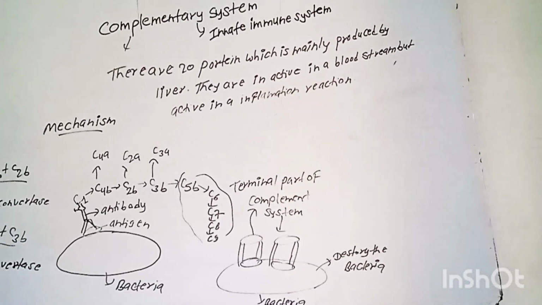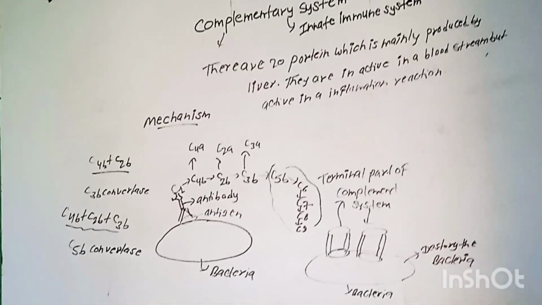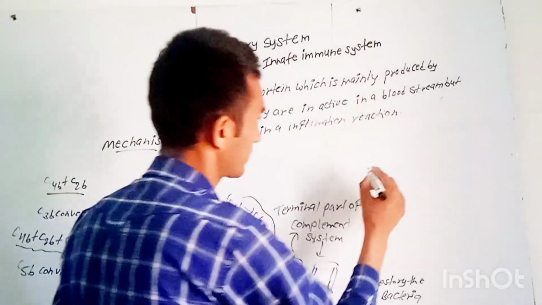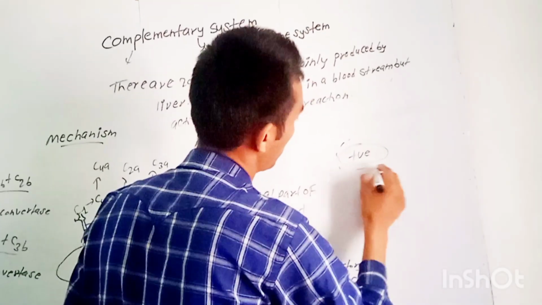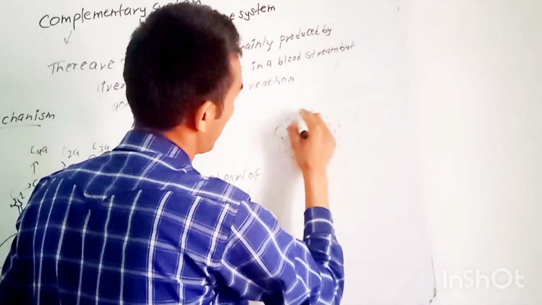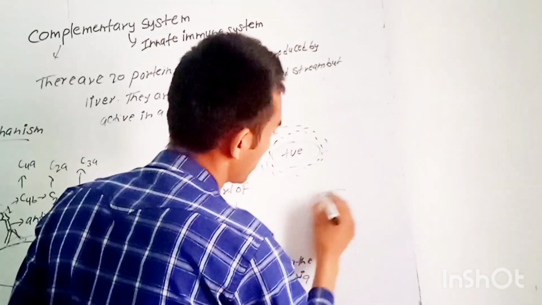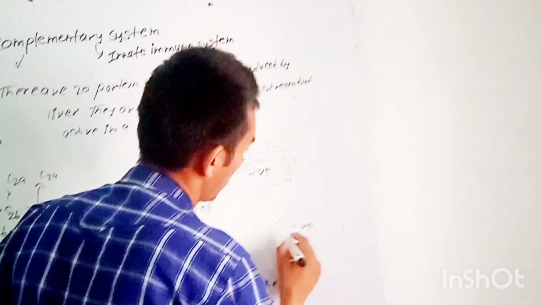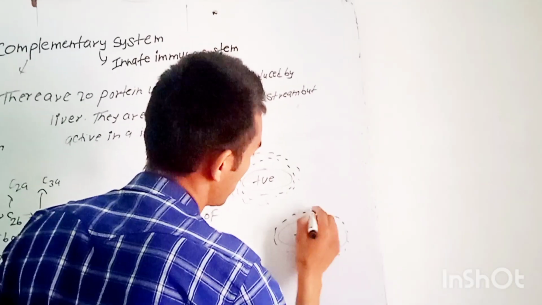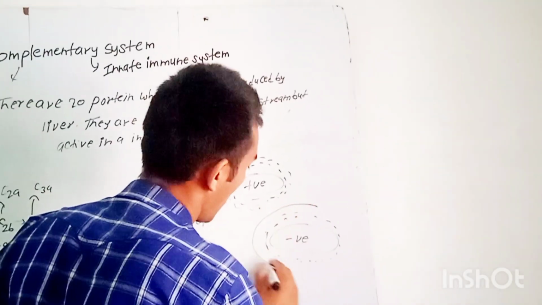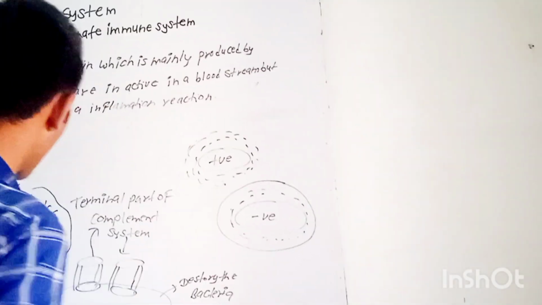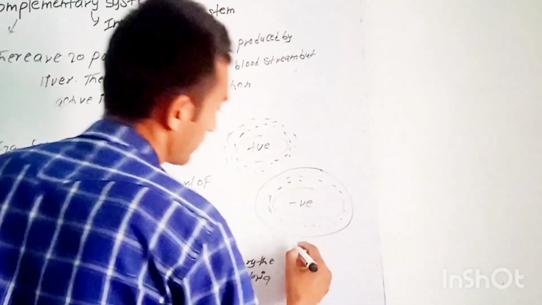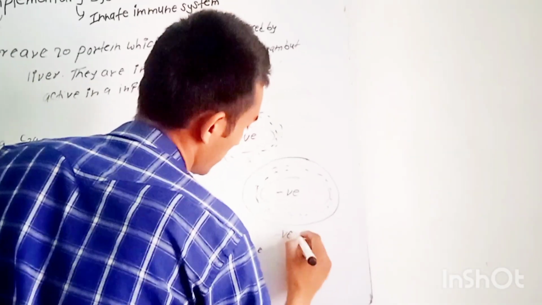Then there are two types of bacteria. One is gram positive, which has a thick membrane, and another is gram negative bacteria, which has a thin membrane and an outer double membrane. So this complement system easily destroys the gram negative bacteria.